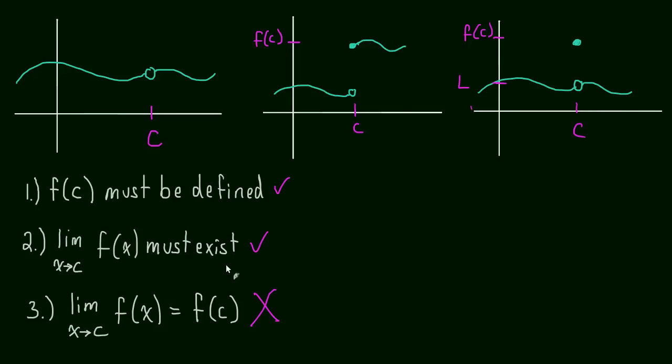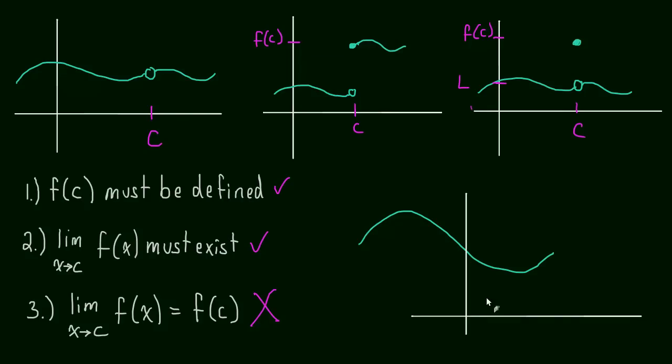So we're going to need to use these three tests, essentially these three conditions, to figure out if a function is continuous at a certain x value. Now, for a function to be continuous everywhere, not just at one x value, well, that just means that it's continuous at every x value. But that doesn't mean that we're going to have to test every single x value. So let me show you what I'm talking about.